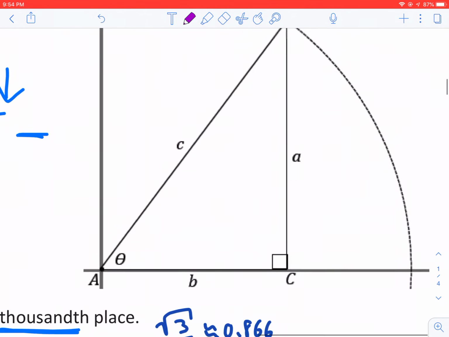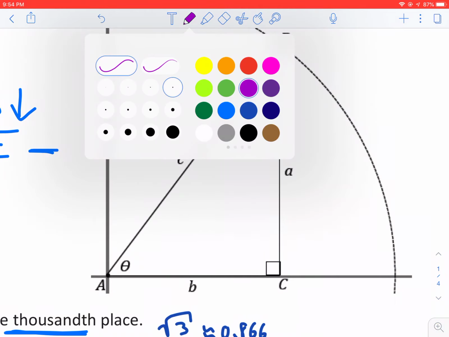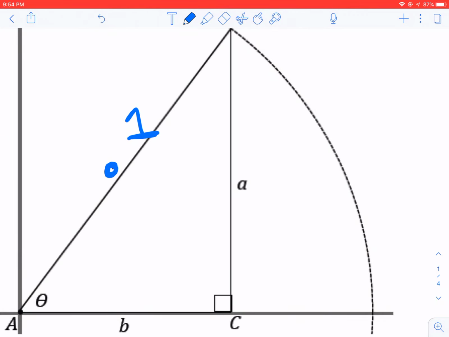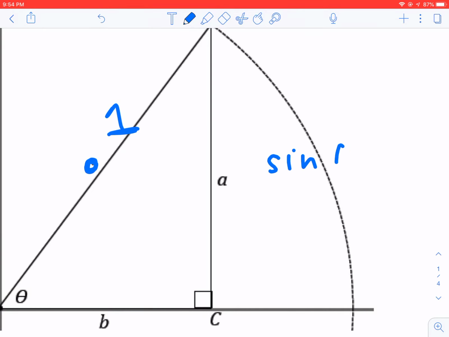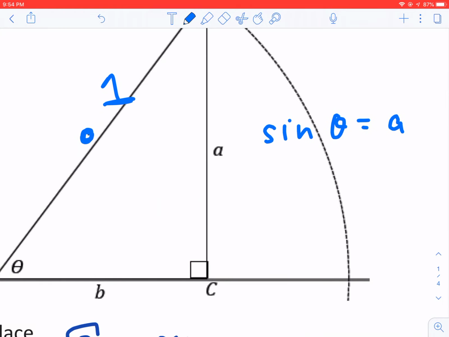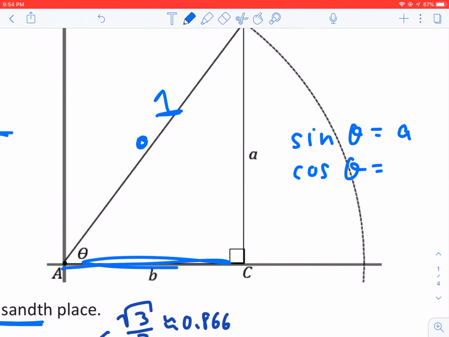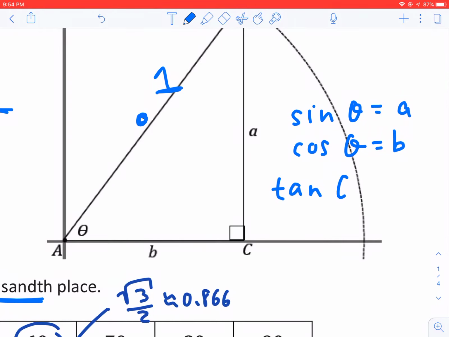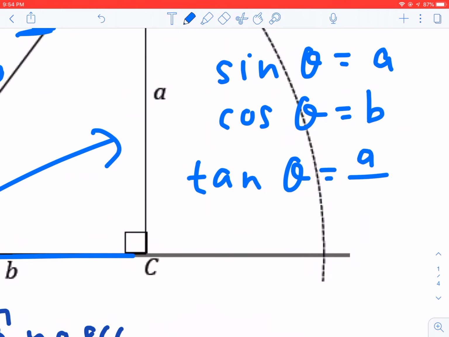We can also see that in this graph, because let's just make this easy. If we made the hypotenuse equal to 1, do you all agree that sine of theta now would be opposite over hypotenuse? And the hypotenuse is just 1, so a over 1 is a. Cosine of theta would equal adjacent over hypotenuse, or just b over 1, or just b. And tangent of theta is opposite over adjacent, and that's a over b.